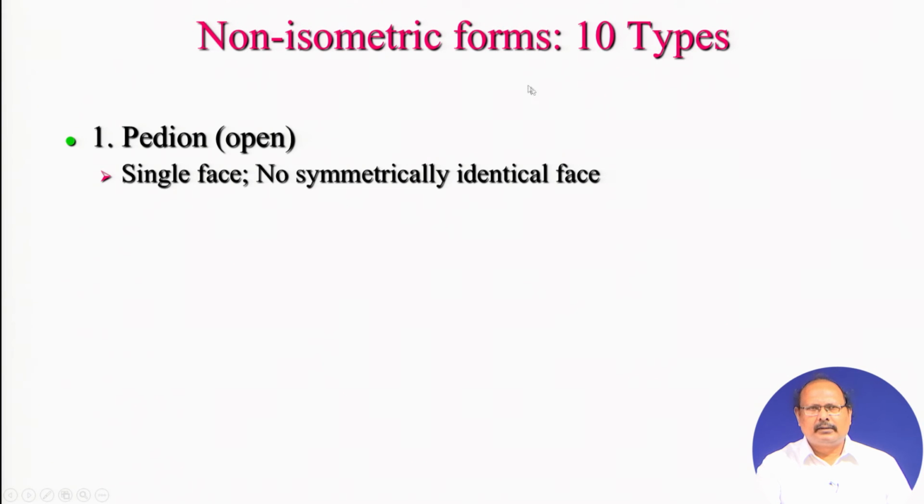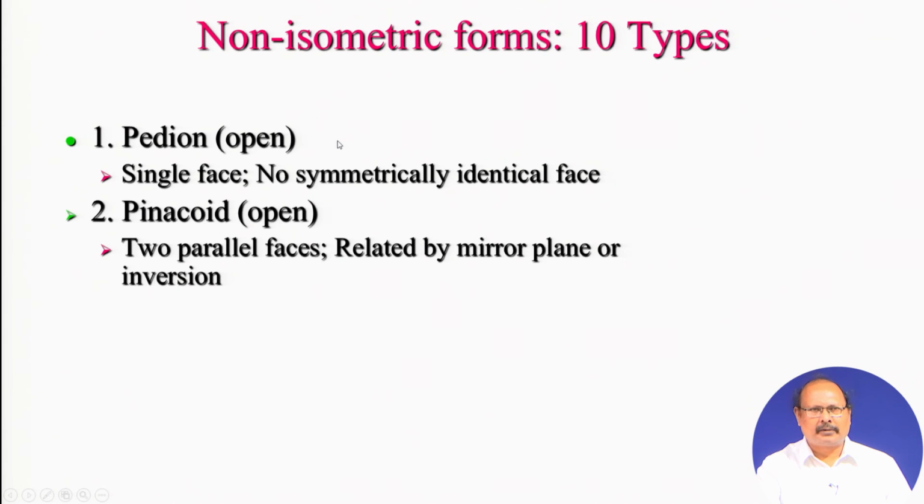These non-isometric forms can be subdivided into 10 types. So, we will now study each type under these 10 categories here. The first one is called pedion. This is a single face and there is no symmetrically identical face. This is essentially in the triclinic crystal system, where the crystal class or point group of symmetry is 1.